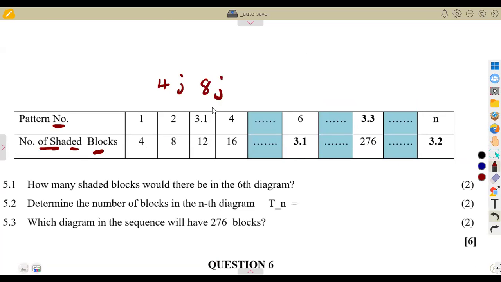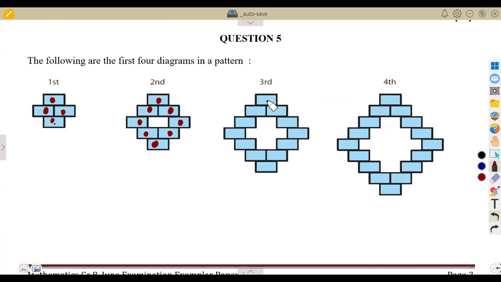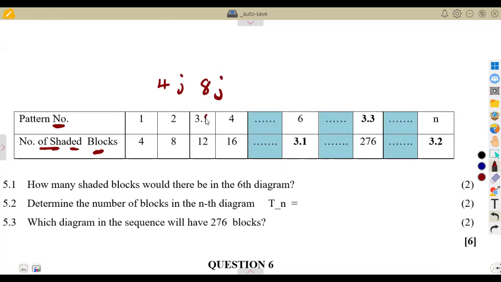On the third one, how many do we have? Just like that. That is the idea there. 1, 2, 3, 4, 5, 6, 7, 8, 9, 10, 11, 12. So on the third one, there are 12. So this is the third one, which is 12. So it's just a pattern that you're showing. The fourth one, there are 16, and so on and so on.